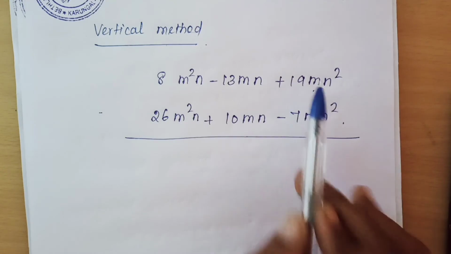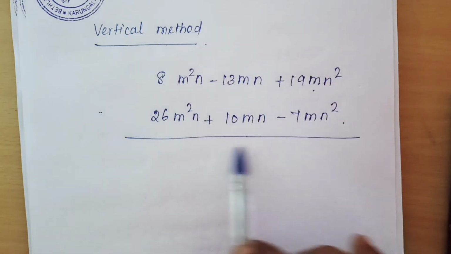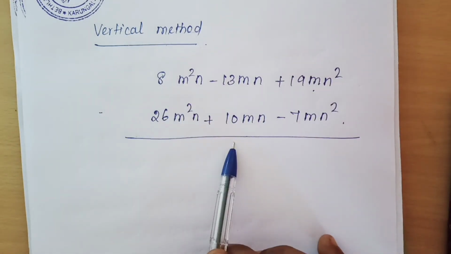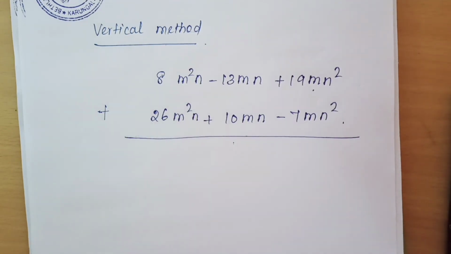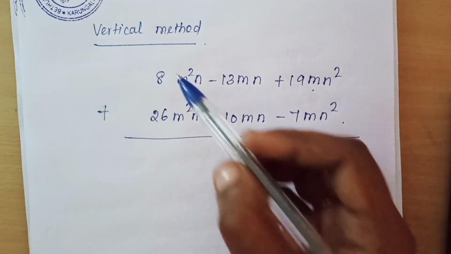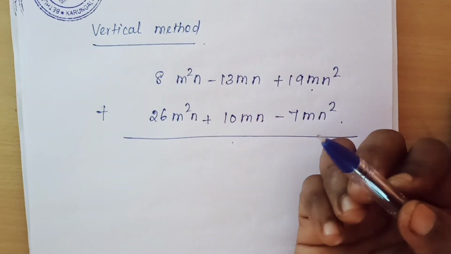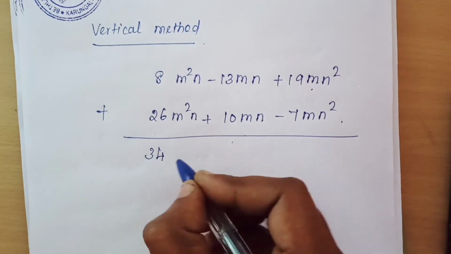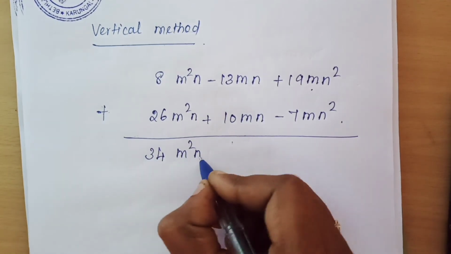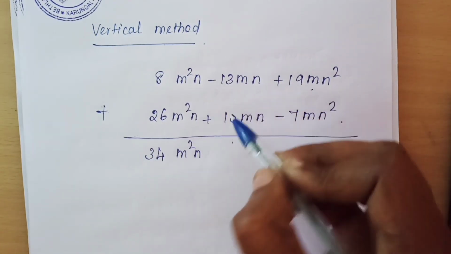You know the first term of the first question? Yeah, 8m square. This is the first term. Then this is your second term. Now you have a very simple addition, right? Add the numbers. And means plus, I told you. Now add it. 8 plus 26 is 34. So 34 m square n.